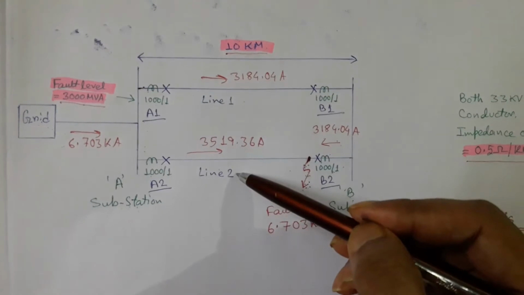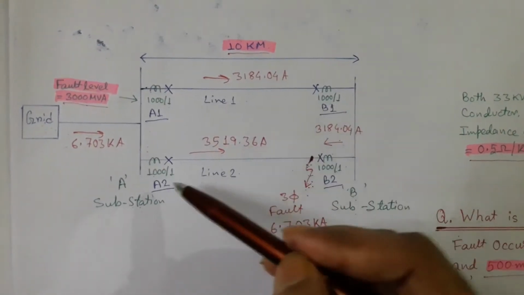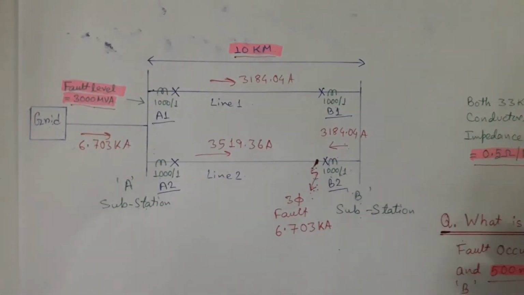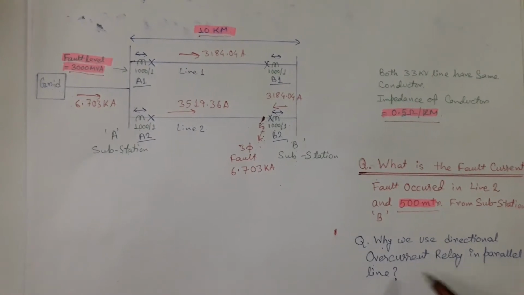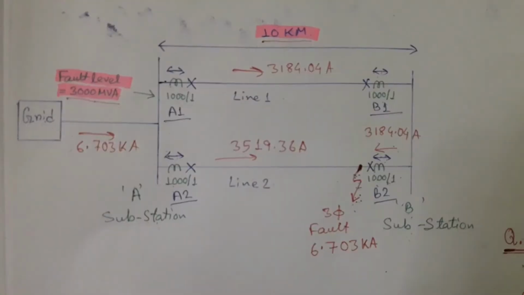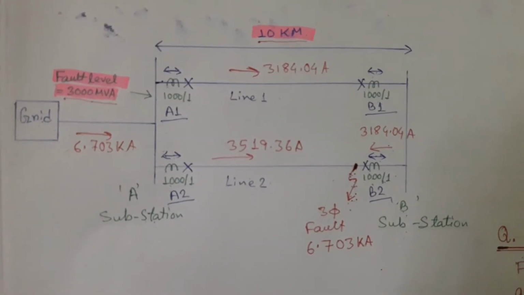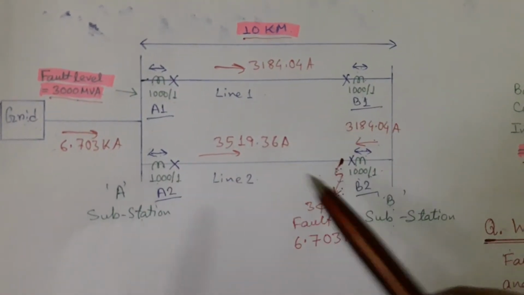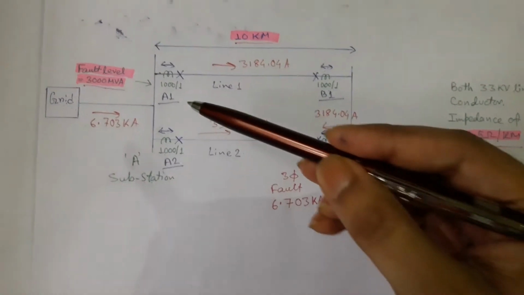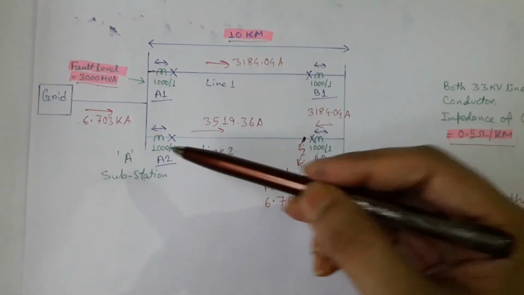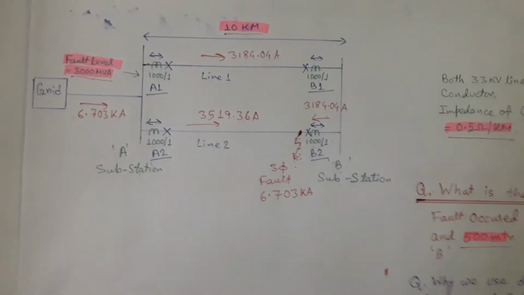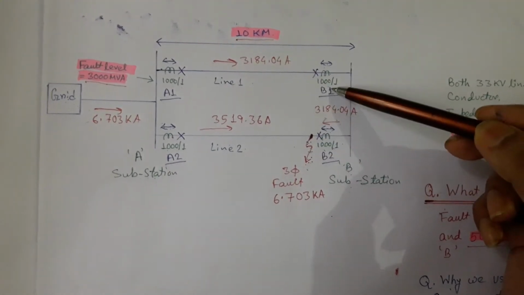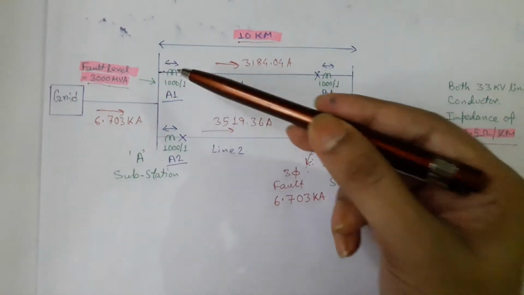For each of the transmission line, 1000/1 CT ratio is used both at sending as well as receiving end. But our question is why we use directional overcurrent relay in parallel circuit. To know that, we will continue our discussion considering non-directional overcurrent relays are used both at sending and receiving end. A1 and A2 are sending end relays, whereas B1 and B2 are receiving end relays. For any transmission network, receiving end relays should operate first and sending end relays should operate later.